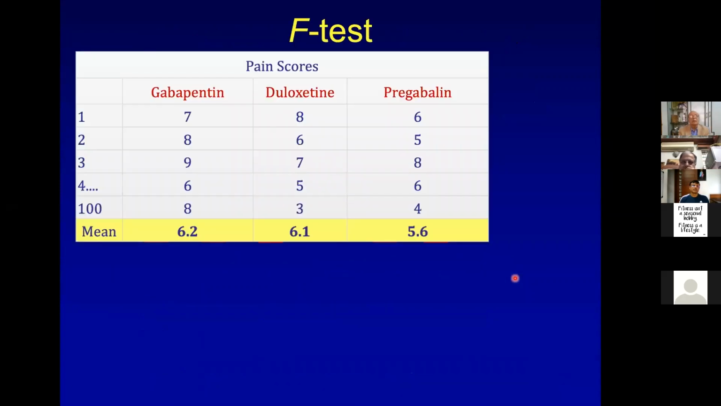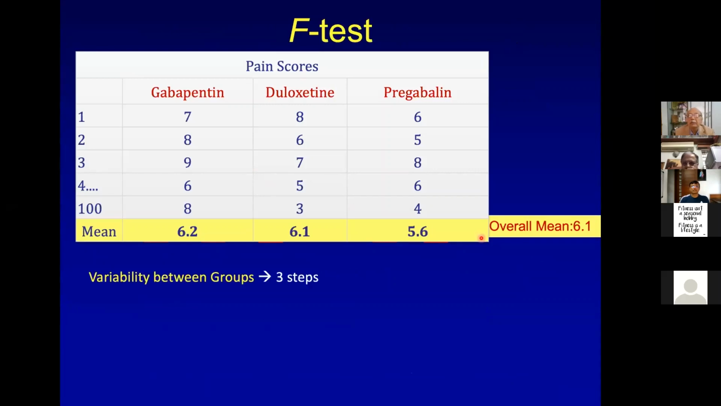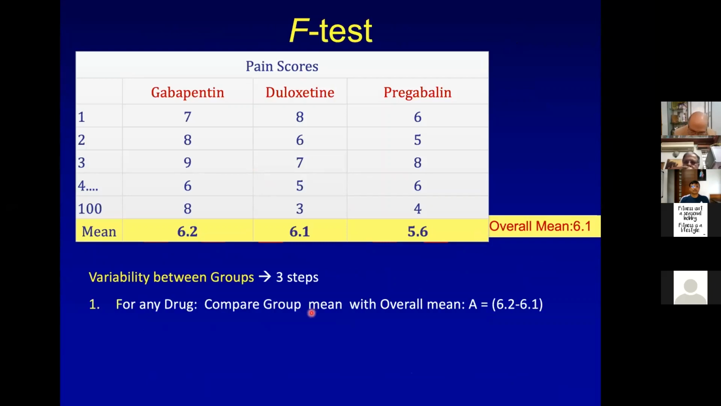Okay, let's go back to this example again of 300 participants, with pain scores 6.2, 6.1, 5.6. We take the overall mean of this, which is 6.1. The next few points are important, even if the previous part wasn't clear, to give you a feel for what ANOVA is. The variability between groups is computed in 3 different steps. For any drug, we compare the group mean with the overall mean. This, 6.2 minus 6.1.